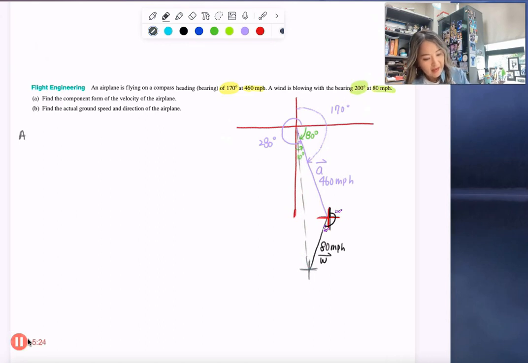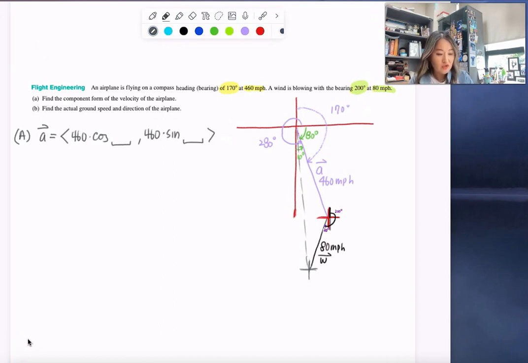We're gonna do part A here together, okay? We know that the airplane has this 460, right? Times cosine of what angle goes here, and 460 times sine what angle goes here is what I want you to kind of calculate. And then we also have the wind, right? The wind vector is 80 times cosine of what angle? 80 miles per hour times sine of what angle? Okay, think about that. And then turn the video back on, okay?